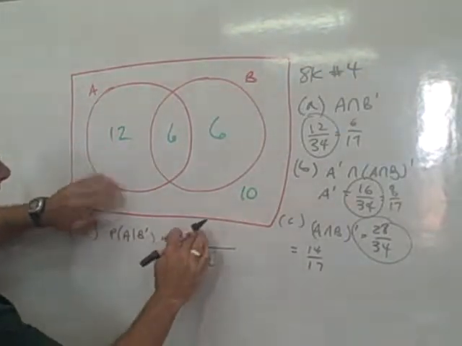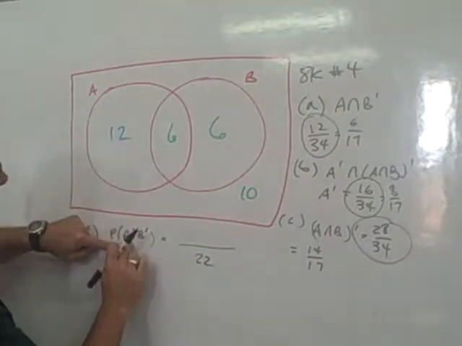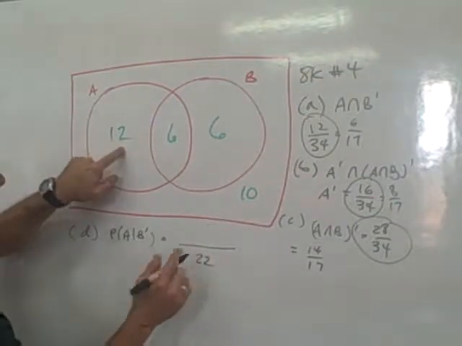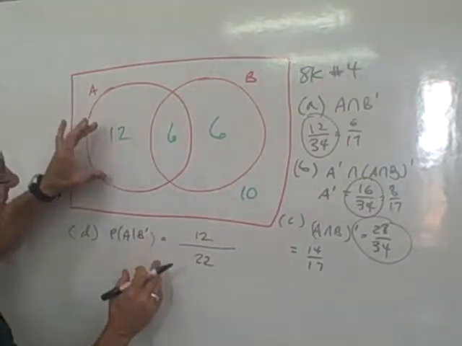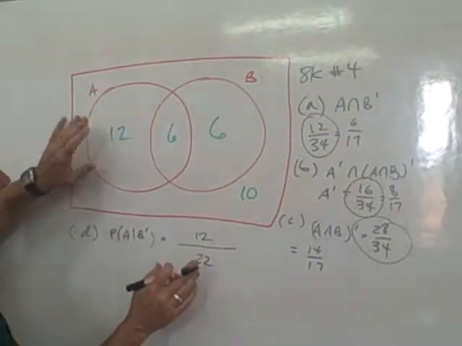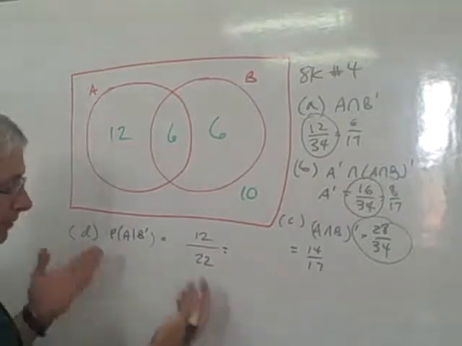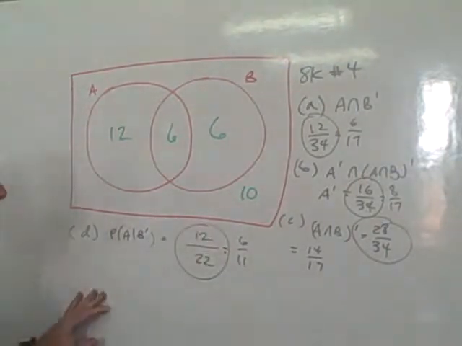Now what goes on the top is what's inside of A. I'm looking for what's in A given that I'm outside of B. Well, there's these 12. Those 12 are in A and at the same time outside of B. So this fraction right here is the conditional probability. Once again, you can reduce it, 6 over 11. Let's just circle it like so.